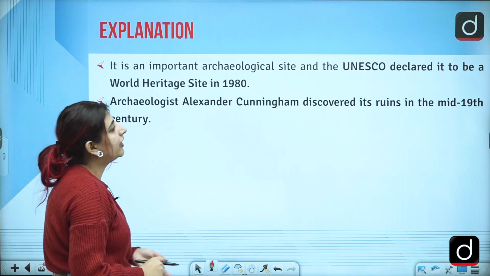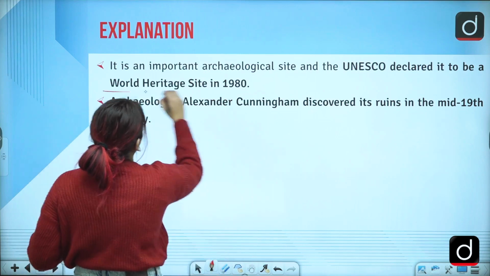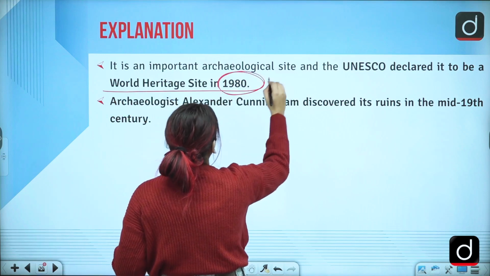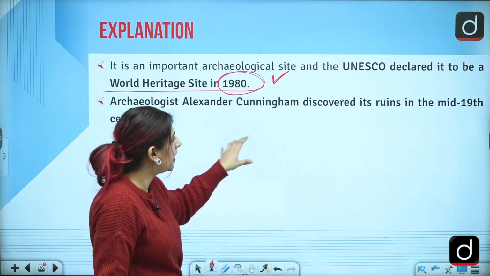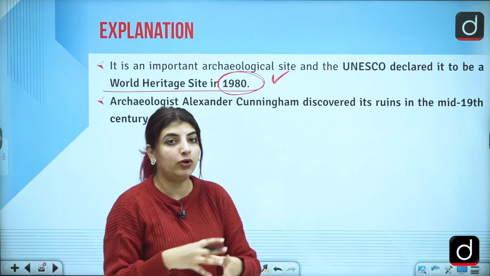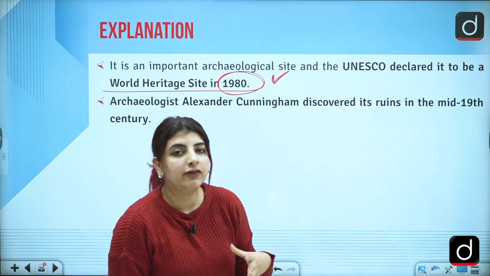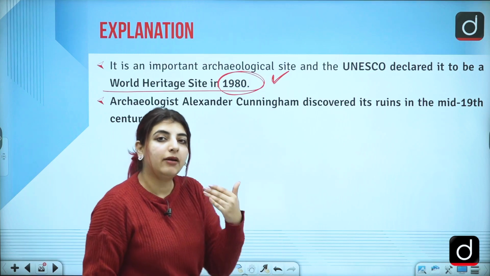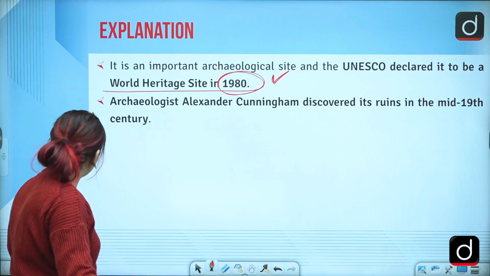It is an important archaeological site and UNESCO declared it to be a World Heritage Site in 1980, hence 1980 is the right answer. And archaeologist Alexander Cunningham discovered its ruins in the mid-19th century, and then told everyone that yes, this was an ancient university which was prominent in the centuries of ancient education, correct?